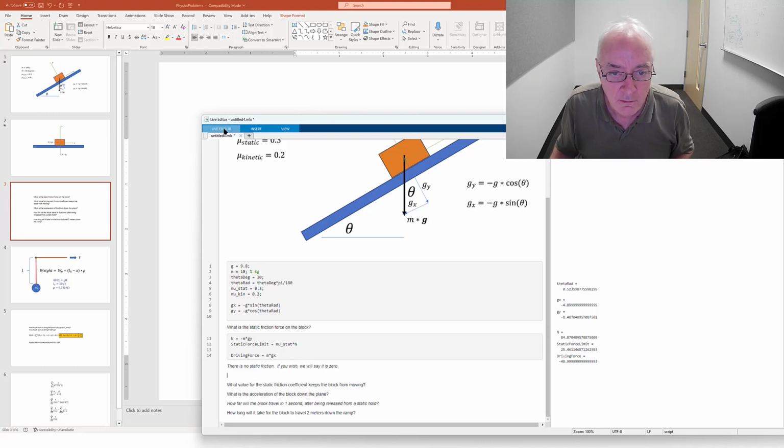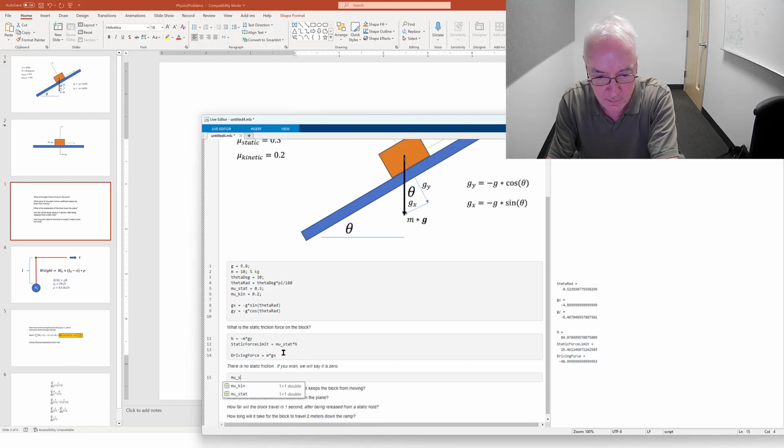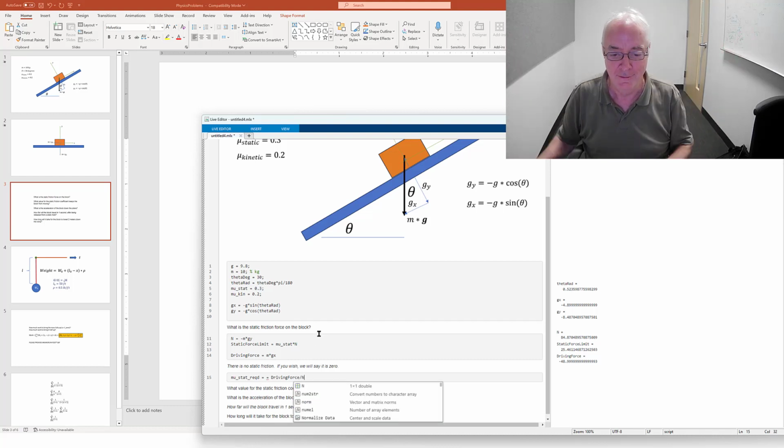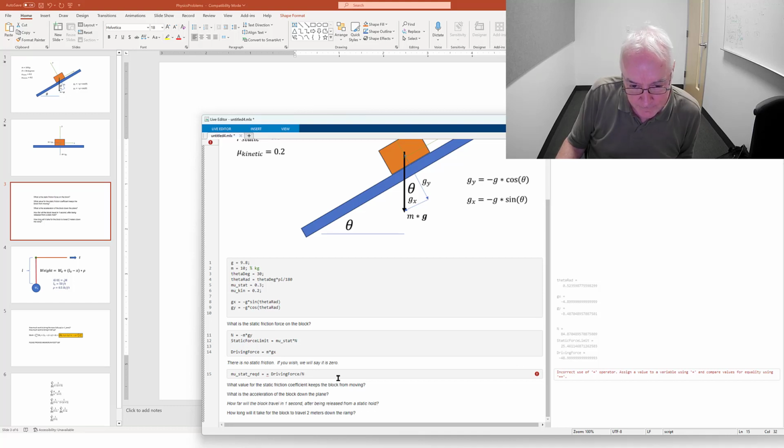So in the live editor, get into code mode, and I'll call it mu stat required. That'll simply be that driving force, tab fill, and then we simply divide it by n. Isn't it nice how this stuff is already calculated for us? That's what is great about coding. All right, let's hit run. And there, oops, what did I do wrong? Oh, two equal signs, okay.